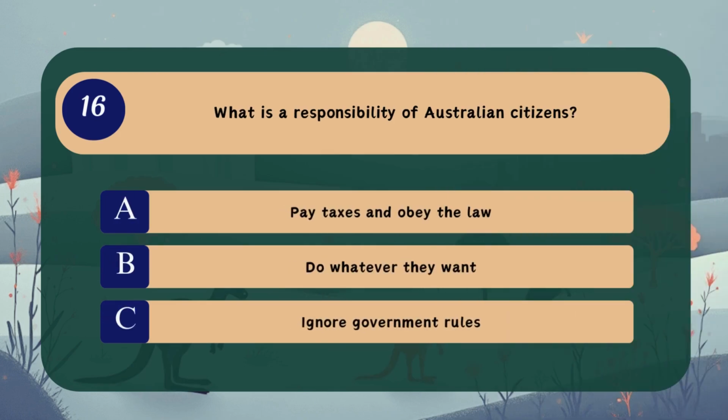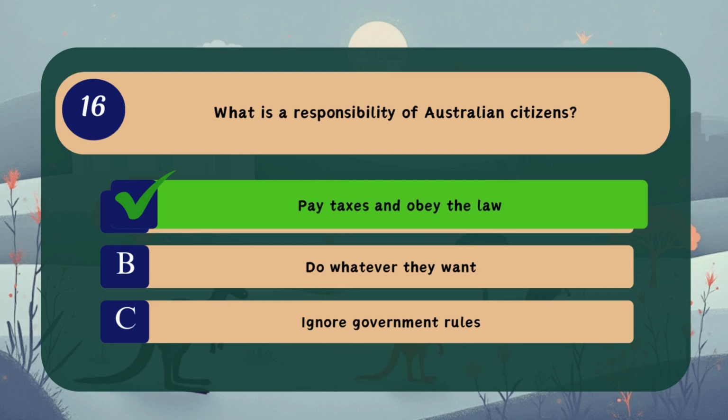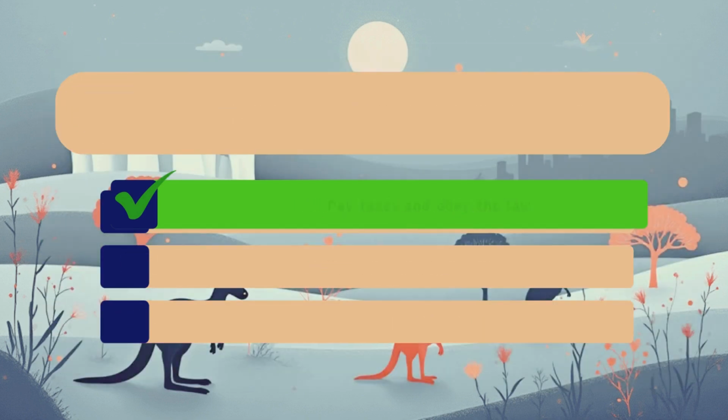Question 16. What is the responsibility of Australian citizens? A. Pay taxes and obey the law. B. Do whatever they want. C. Ignore government rules. Correct answer. A. Pay taxes and obey the law.